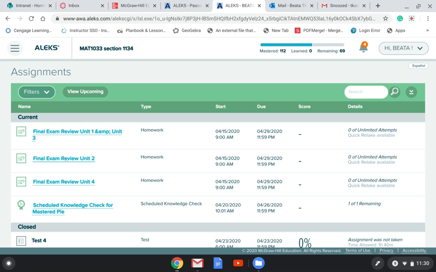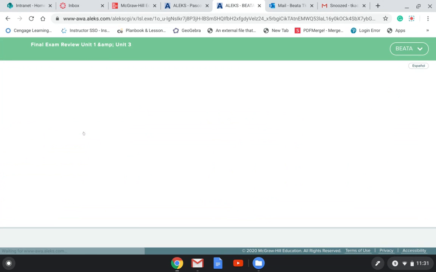Then you have final exam review unit 2. This one is about functions, and final exam review unit 4 is about our last test, rational equations. The review is for you. I'm not grading the review, but I think it's very, very beneficial for you to practice those problems because you want to do well on your exam.